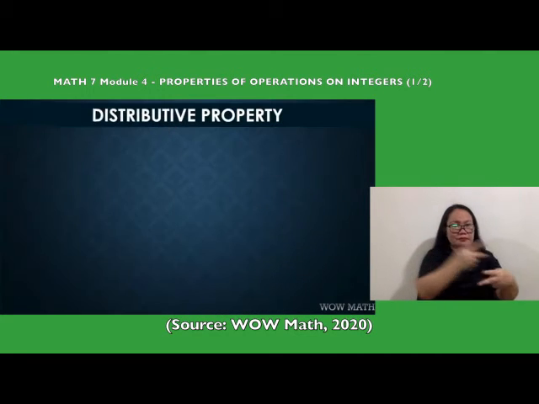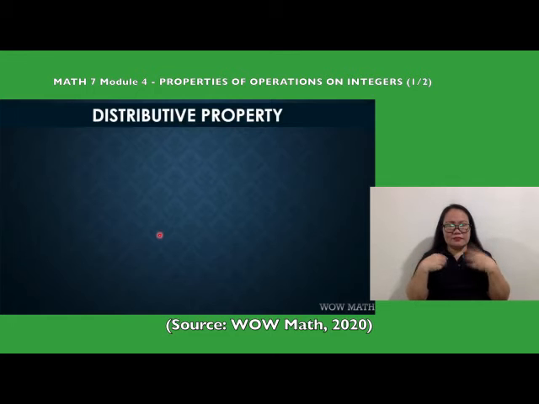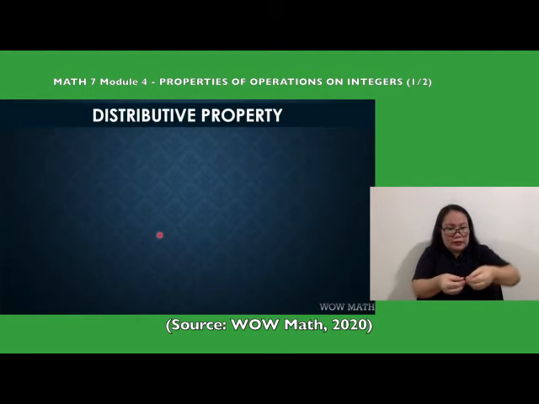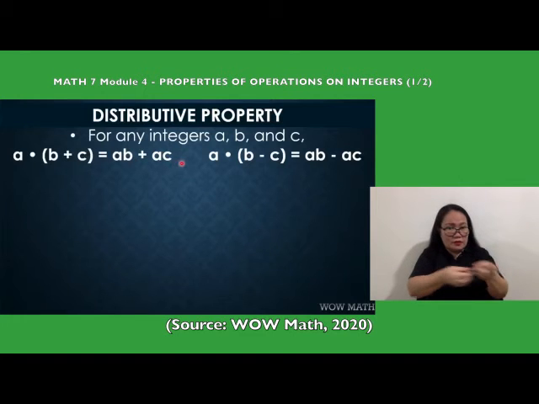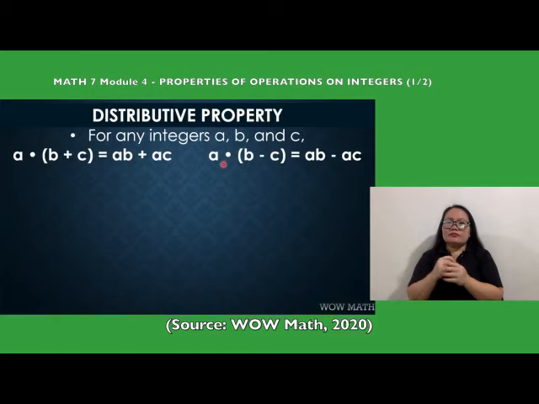Okay. Let's have the fourth property, which is the distributive property. From the word distribute, ibibigay mo siya sa bawat isa. Okay? So, for any integers A, B, and C, so A, B, and C are integers. Now, if I have here A times the quantity of B plus C, si A, ita-times mo kay B, that's why we have A times B. And then si A ulit, ita-times natin kay C, that's why we have A times C.